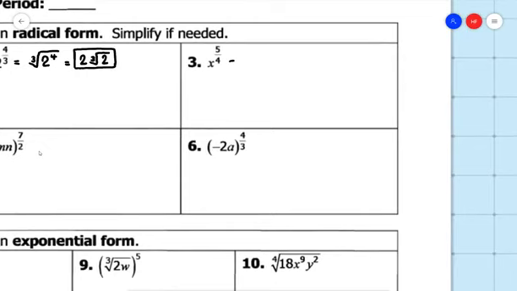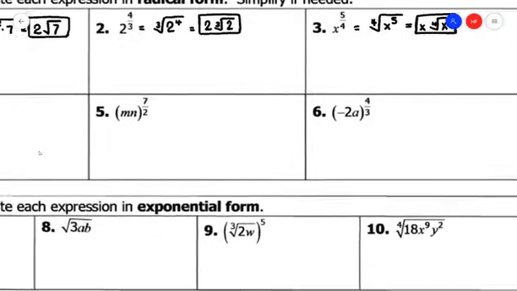Number 3, the same thing. The bottom number is my index, and then x to the 5th power. 5 is greater than 4, so we can take out a group of x's. 5 minus 4 is 1, so we would have an x remaining inside underneath that radical.